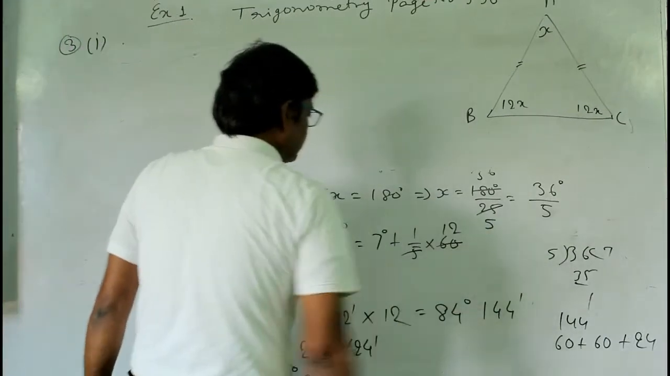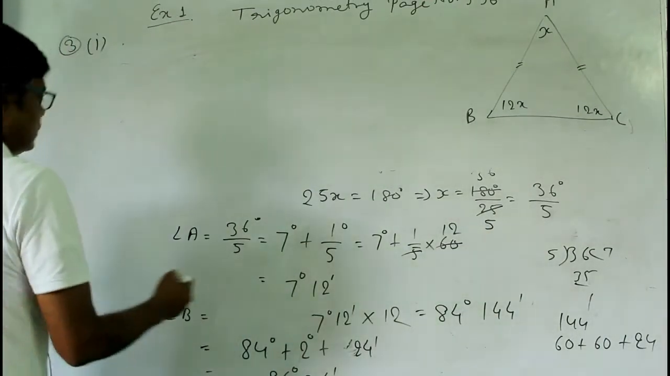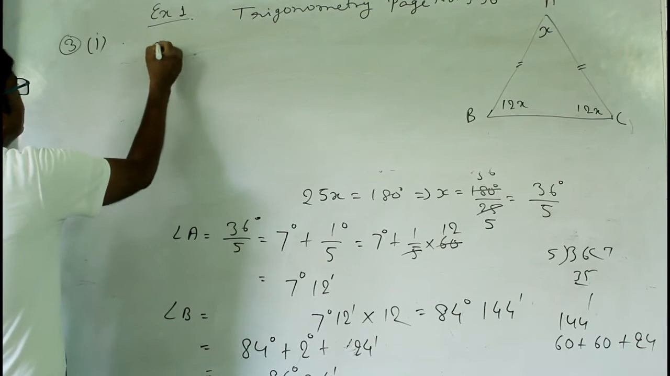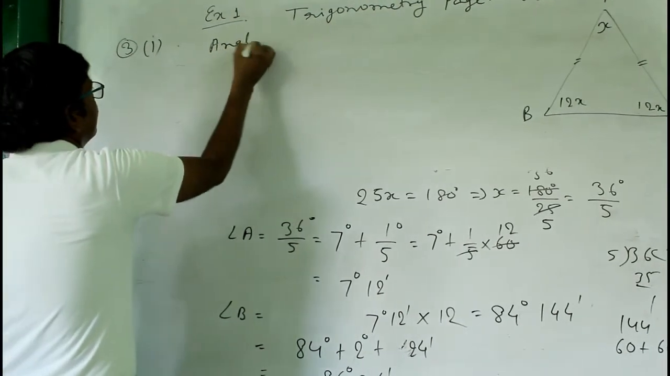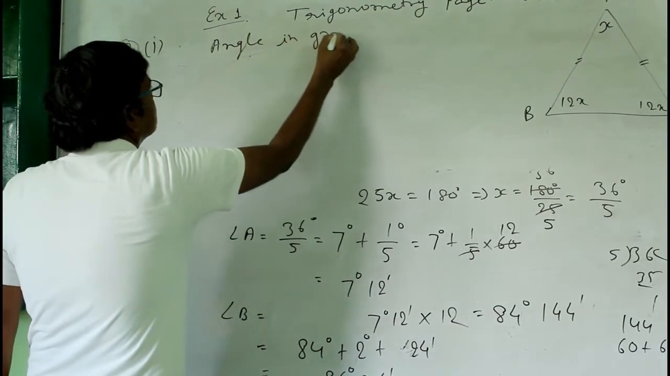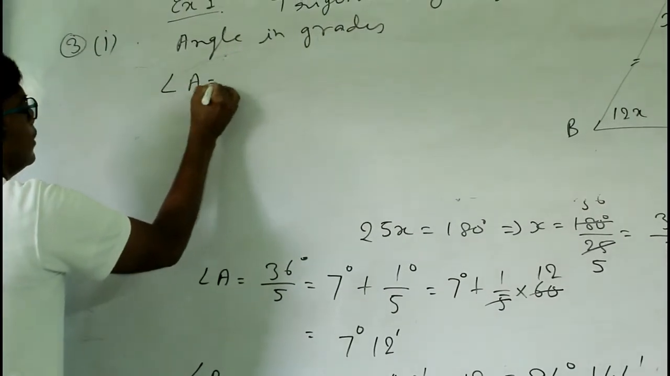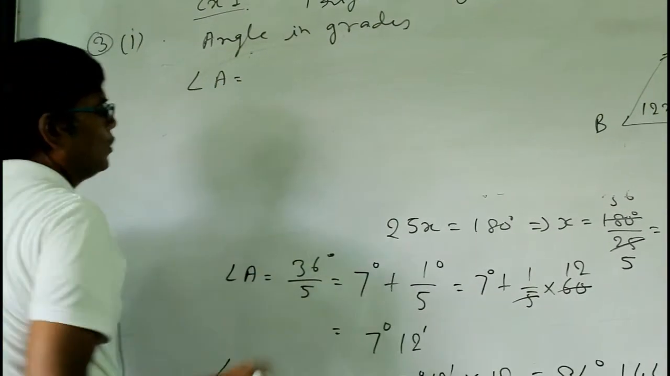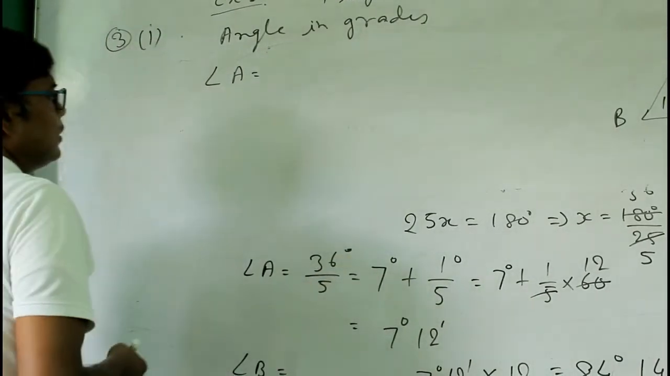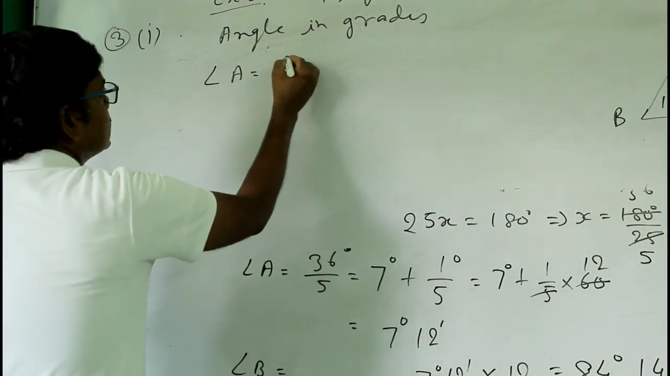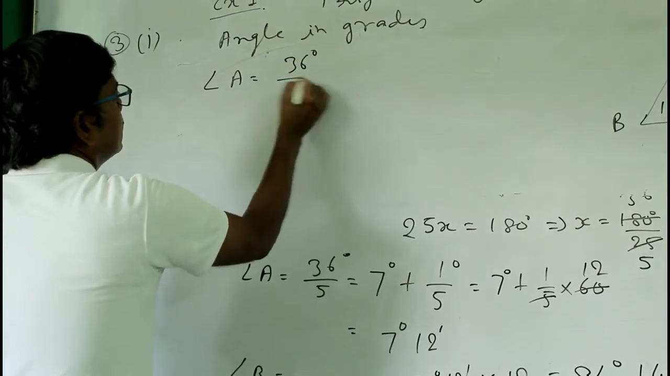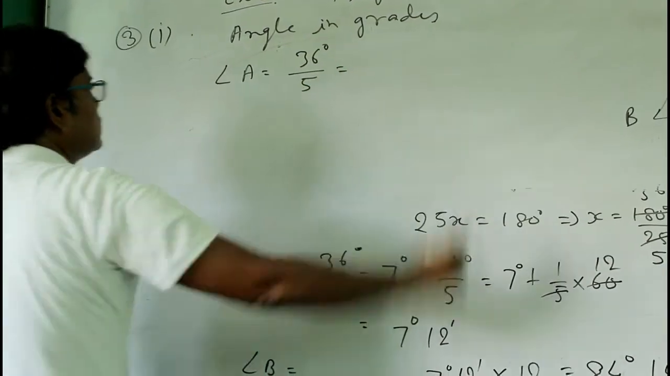Convert this value into grades. Now here, the angle in grades: angle A is equal to, or the value of x is given, that is 36 degree, and so angle A equal to how much? 36 by 5 degree. So convert this into grades.